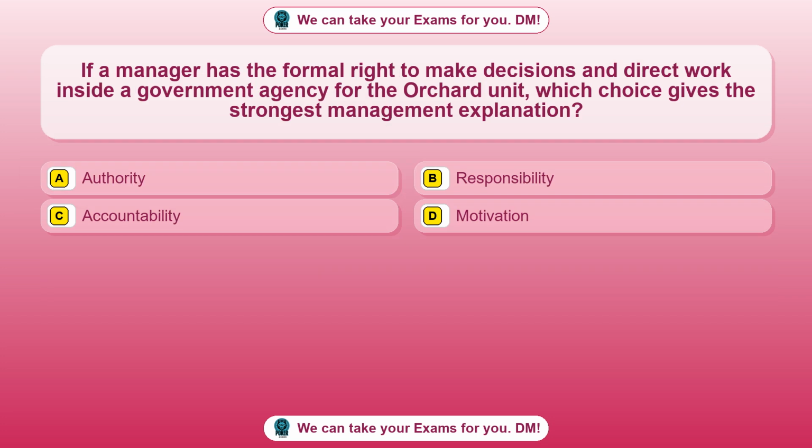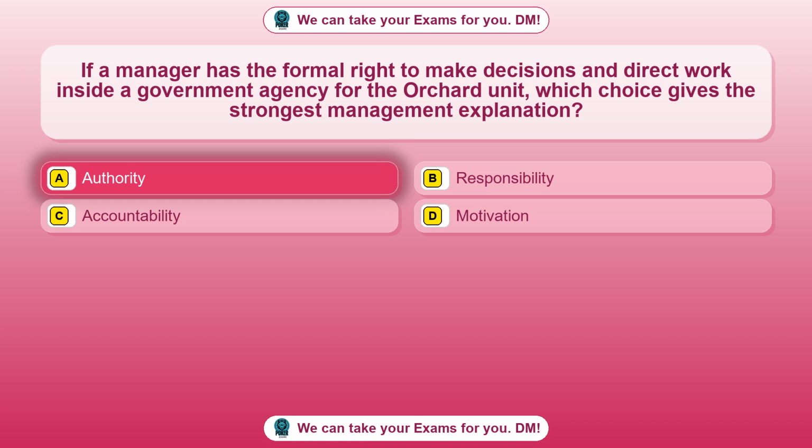Question 65. If a manager has the formal right to make decisions and direct work inside a government agency for the Orchard unit, which choice gives the strongest management explanation? Option A, authority. Option B, responsibility. Option C, accountability. Option D, motivation. The correct answer is option A, authority.